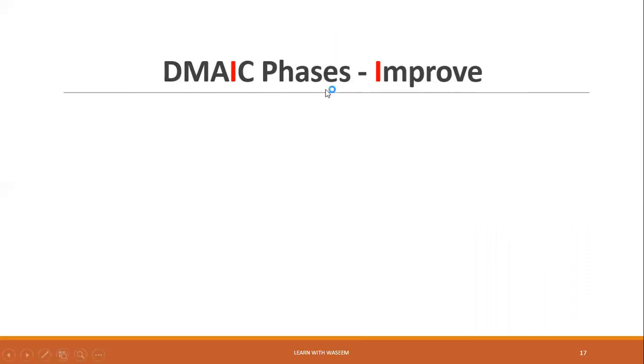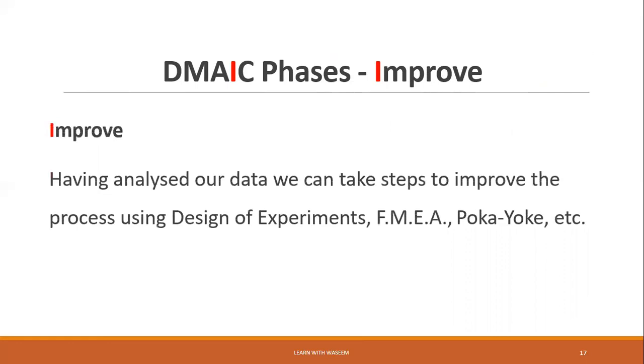The next one is I. I stands for improve phase. What we need to improve is the performance. Having analyzed our data using different steps, we can take steps to improve a process using design of experiments, or DOE, the FMEA, failure mode and effect analysis, POKA-YOKE, etc.